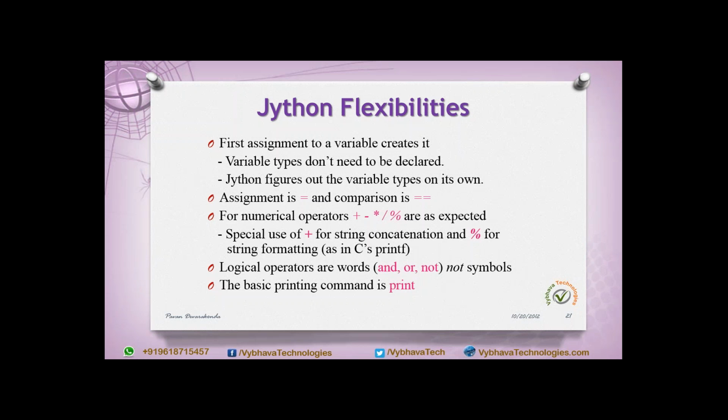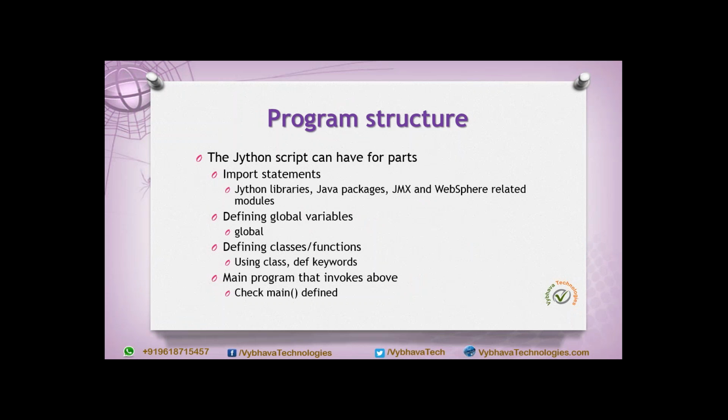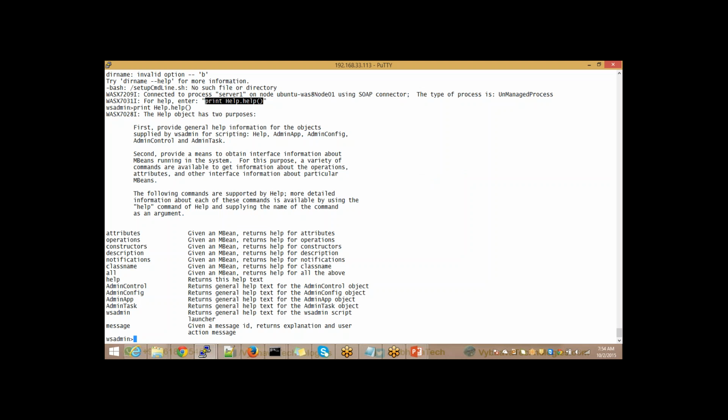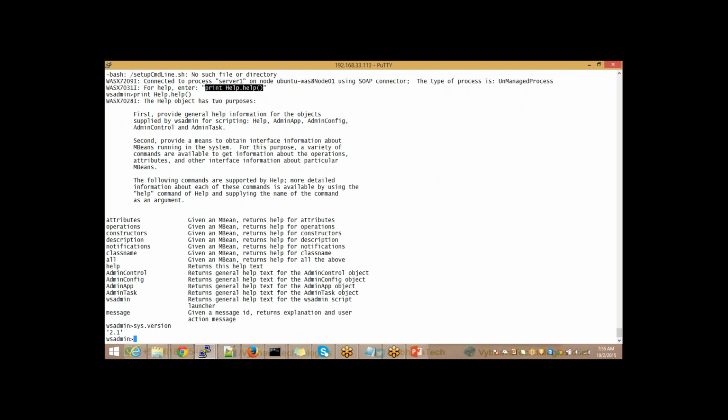So how do I check what version I have on my Jython? I will just show you how to check that version. In wsadmin, I can say sys.version. I got the version 2.1. 2.1 is the Jython version. Sys is what? Sys is the system. Version, you got it, that is the Jython version.